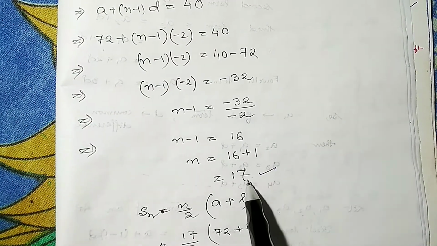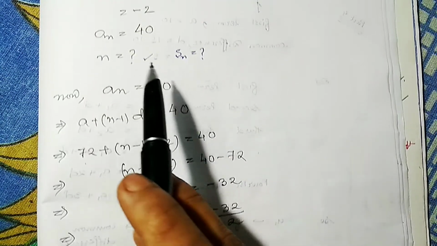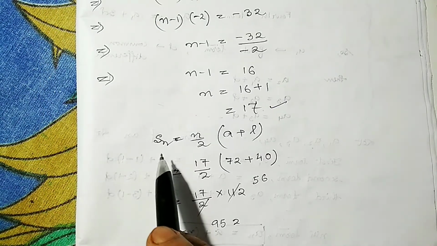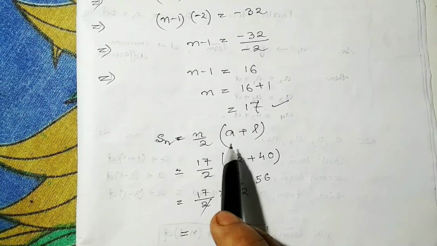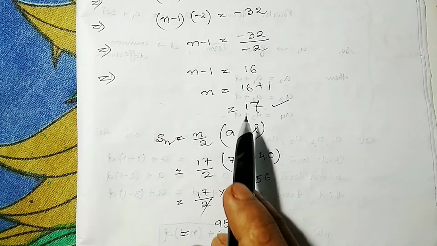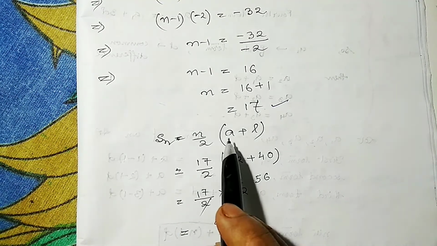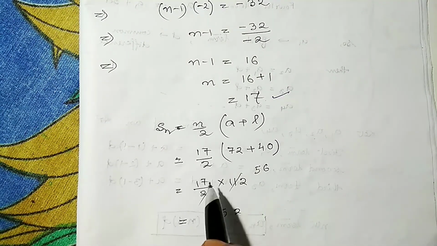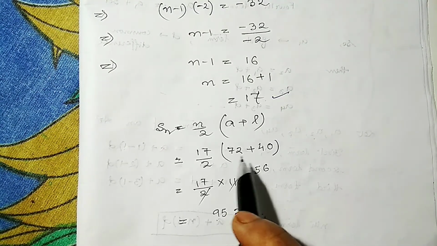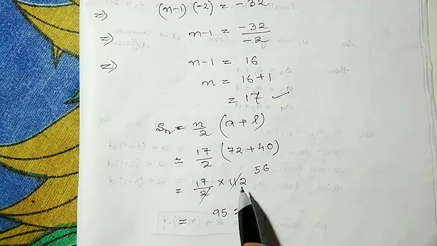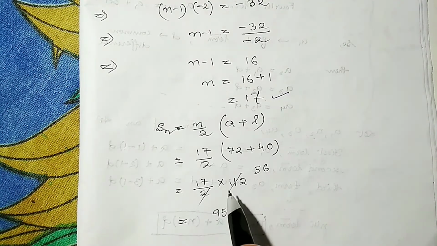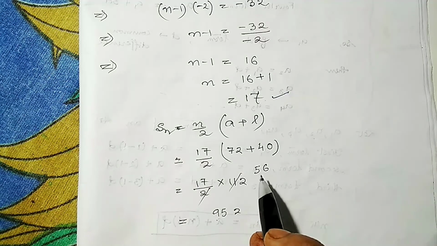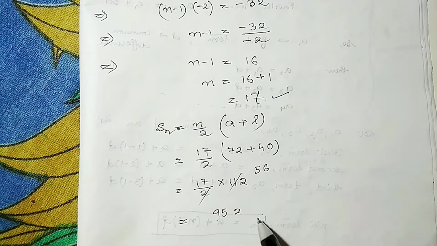Once we have calculated n, and since we know the last term, we can use the second sum formula, that is n by 2 into a plus l. n here is 17, so 17 by 2. A you already know is 72, and the last term is 40. So 17 by 2 into 72 plus 40, which is 112. Cancelling with 2, I get 56, and 56 into 17 will be 952.